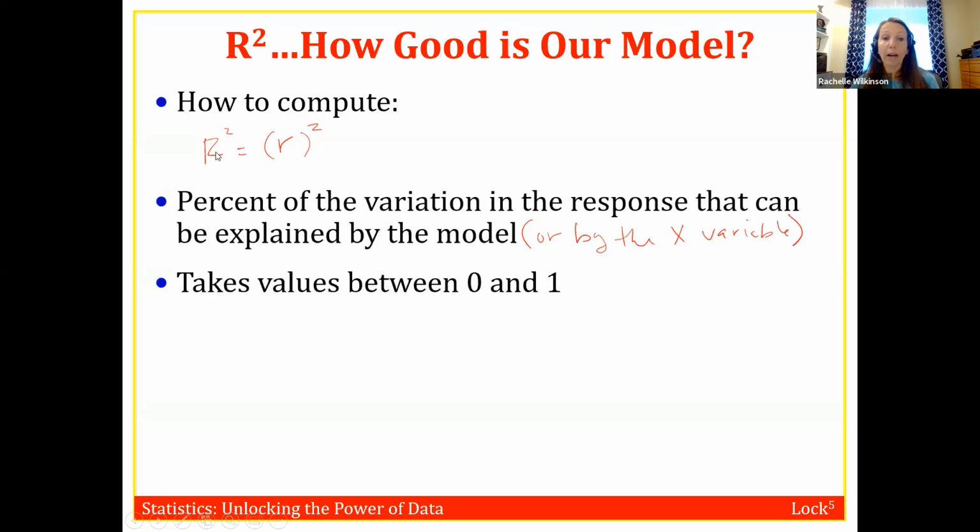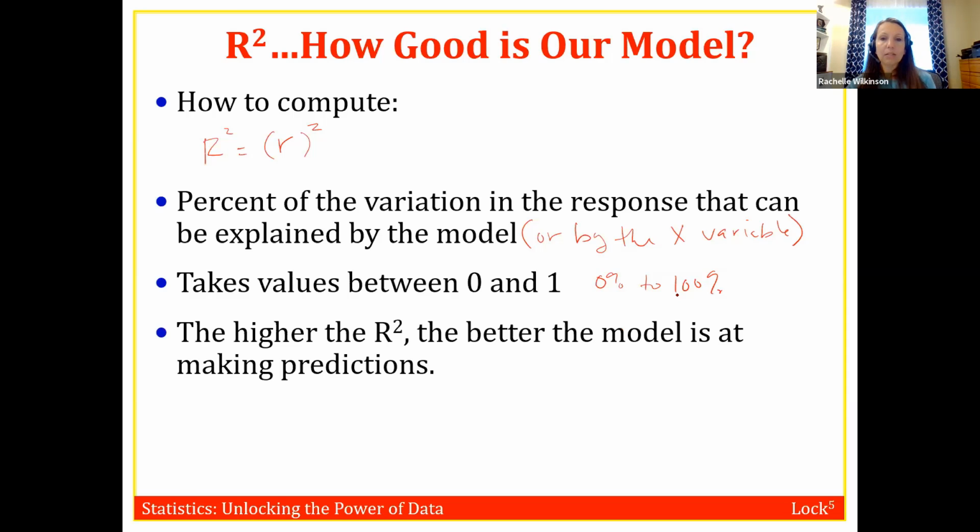So that means that R squared is going to have values between 0 and 1, or you could think of it as 0% to 100%. In fact, frequently you're going to see R squared reported as a percent rather than a decimal number. We talked about this already: the higher the R squared, the better the model is at making predictions. And something to keep in mind is that it is different from correlation. It's not the same thing and it doesn't measure the same thing.